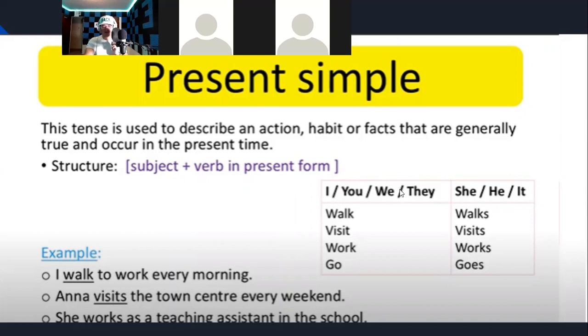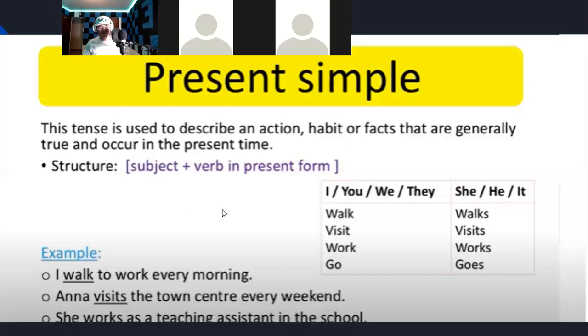So for I, you, we, and they, I walk, we walk, you visit, I work, I go, they take, they drink, etc. It's just like this. But when you're talking about she, he, or it, you're supposed to add an S at the end of the present form of the verb. So it becomes she walks, he visits, it goes, he drinks.